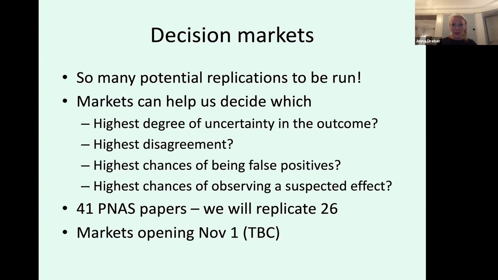So we have chosen, after having gone through all PNAS papers using MTurk experiments during a period of a few years, we ended up with 41 PNAS papers that we can potentially replicate, in the sense that we have software instructions, et cetera. We don't want to replicate all of them. We want to replicate 26 out of these. Which 26 will that be? That will be a function of the market prices.